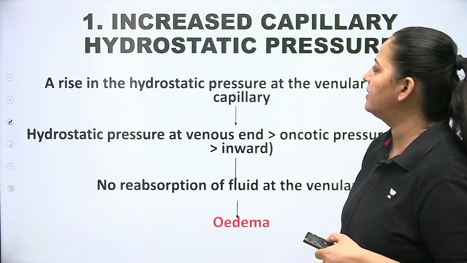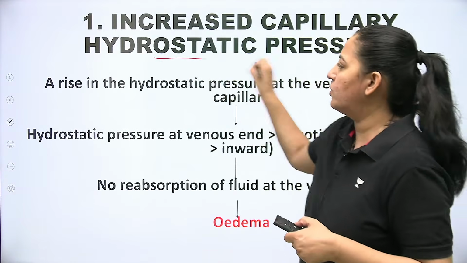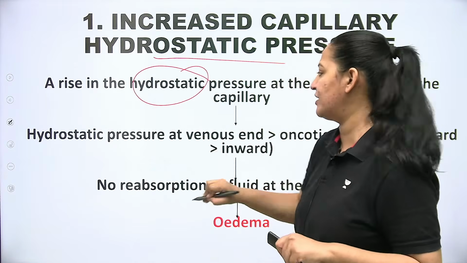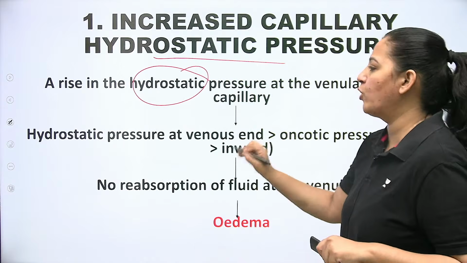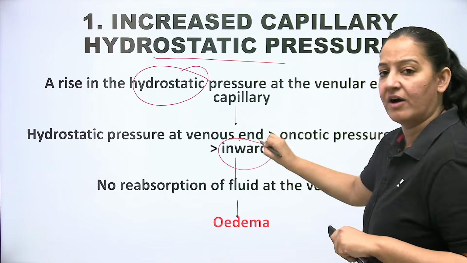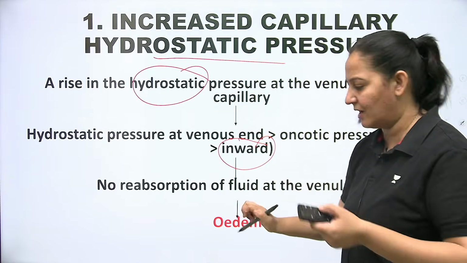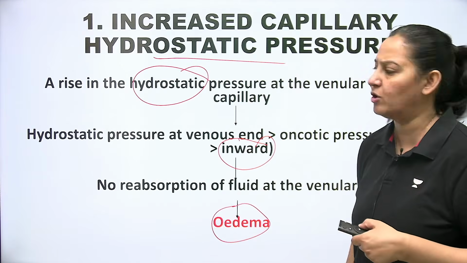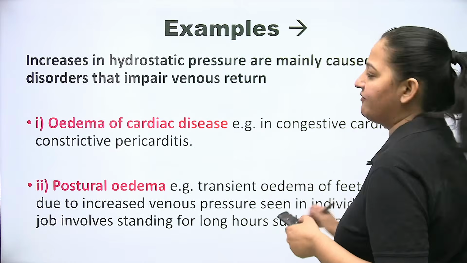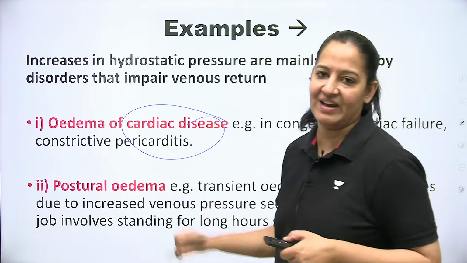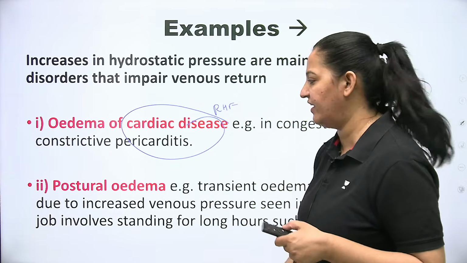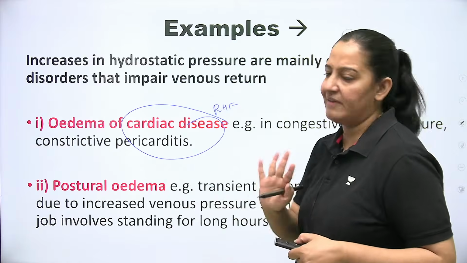Let me start one by one. Increased hydrostatic pressure. So here the hydrostatic pressure is increased but osmotic is the same. So outward pressure is more and inward is less. Outward is greater than inward. So there is fluid accumulation, imbalance occurs, and it leads to edema. The mechanism is not as important. Important are the 2 examples. So what are the 2 examples? The first example is heart failure, especially right heart failure. It can be left heart failure also. And second is postural. I will explain you both.